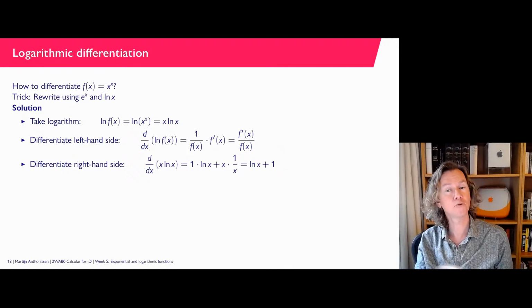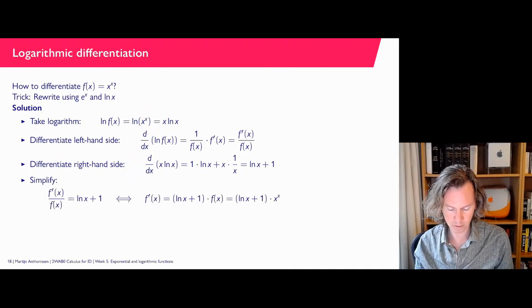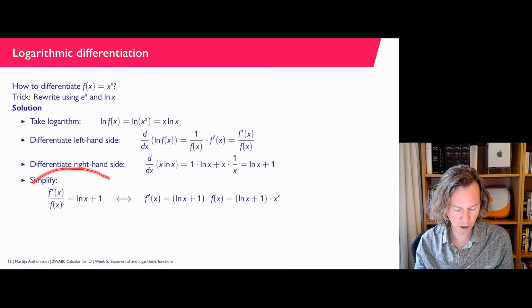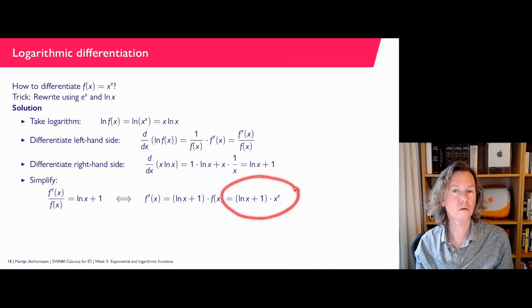Now I can put them equal because there is an equal sign here, so I can just differentiate and then equate them. So we apparently have that f prime over f is ln x plus 1. And I can rewrite that, and apparently f prime is ln x plus 1 times f. For f, I'm going to plug in the original definition. And apparently the first derivative is this expression here.